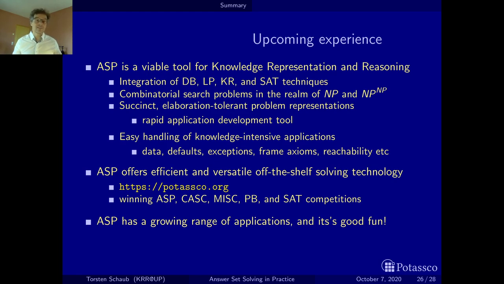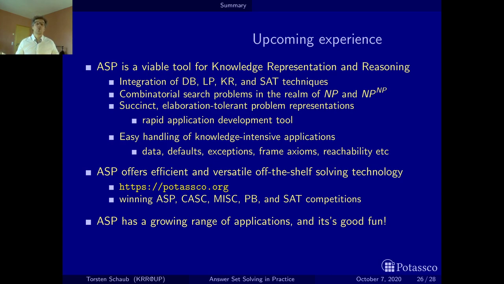So ASP, Answer Set Programming, is a viable tool for knowledge representation and reasoning. And you may remember the slogan, it is an integration of database techniques, logic programming, knowledge representation and non-monotonic reasoning and satisfiability solving techniques. So more specifically, it allows us to solve combinatorial search and optimization problems. And they are more or less in the classes of NP and one level higher, Sigma P2 or Pi P2, which is NP to the power of NP in another way.